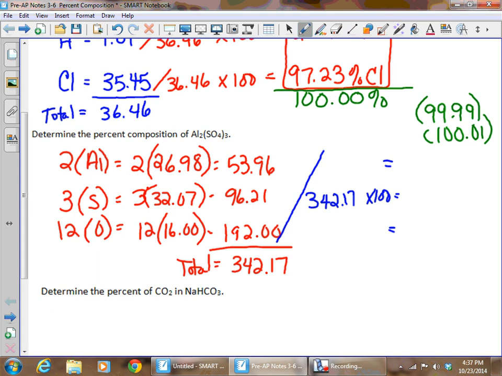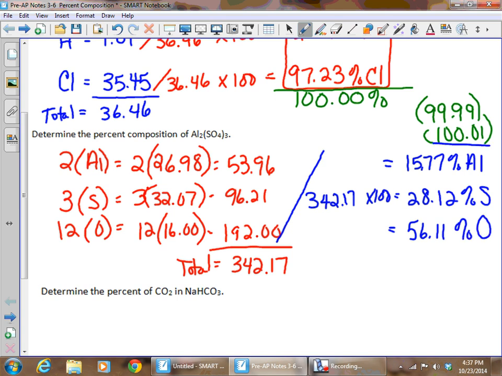So what I end up with is 15.77% aluminum, 28.12% sulfur. I want these two places past the decimal. 56.11% oxygen. We've talked about before that I don't want to see molar mass, money, or percent in scientific notation. Those I want two places past the decimal. So that's how I want it reported.